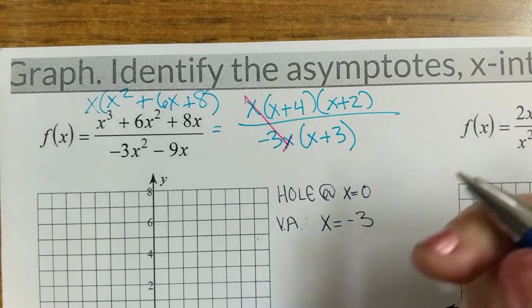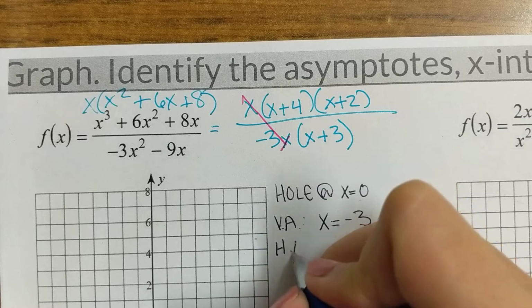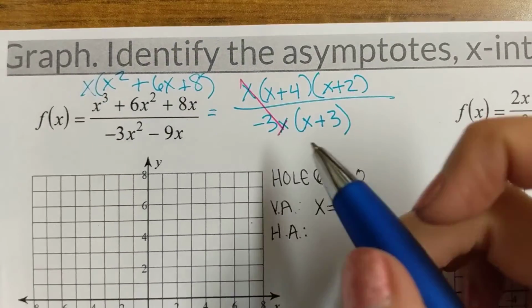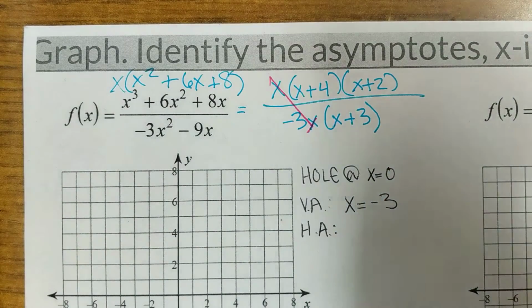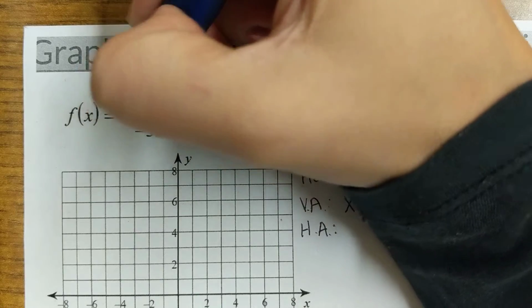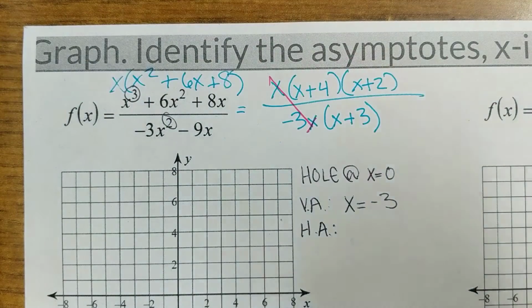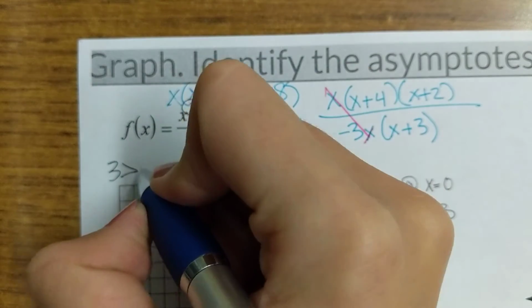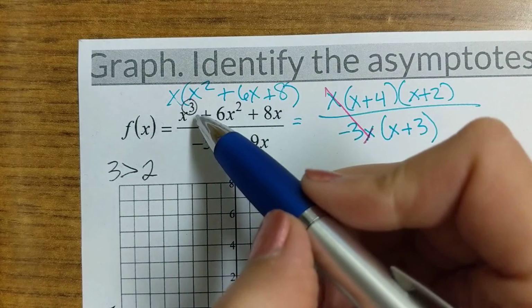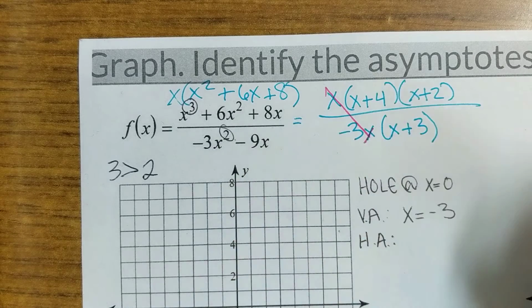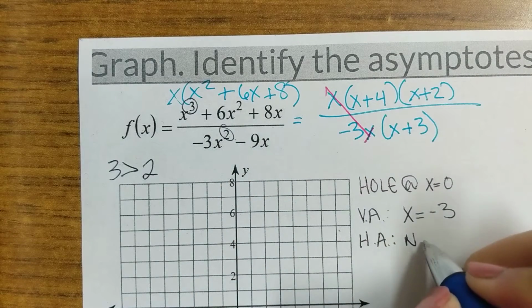All right, your horizontal asymptote. The horizontal asymptote is dependent on the degree of the numerator and the degree of the denominator. So this is 3, this is 2. 3 is greater than 2. So when the degree of the numerator is greater than the degree of the denominator, there is no horizontal asymptote.